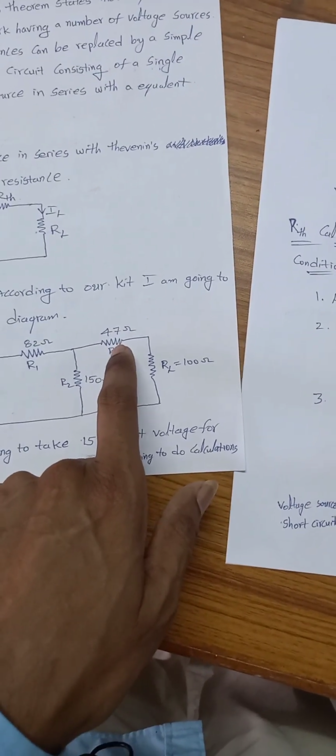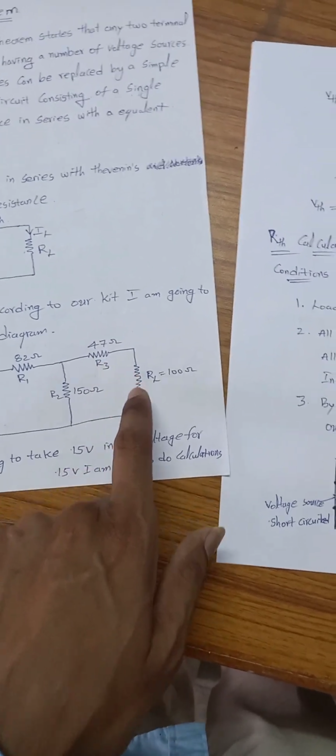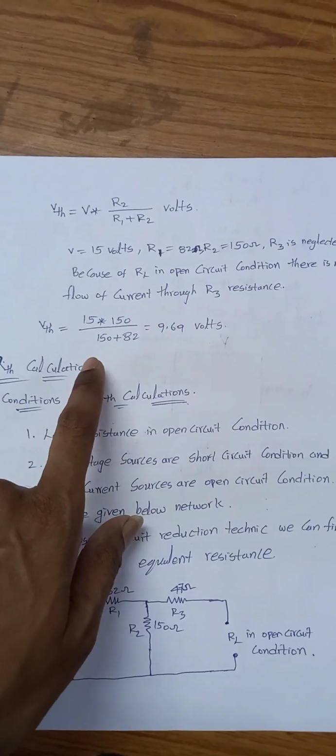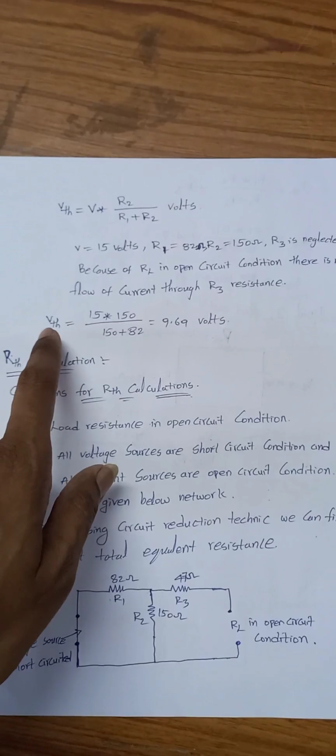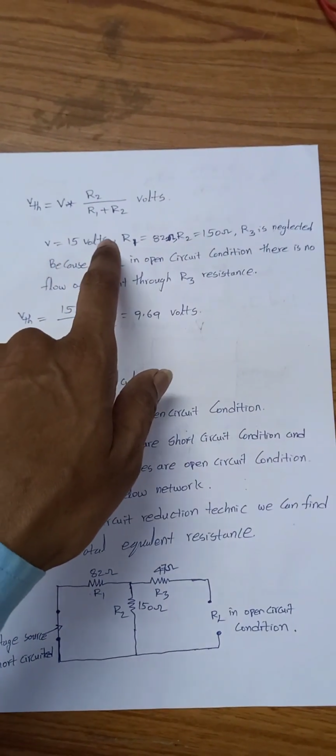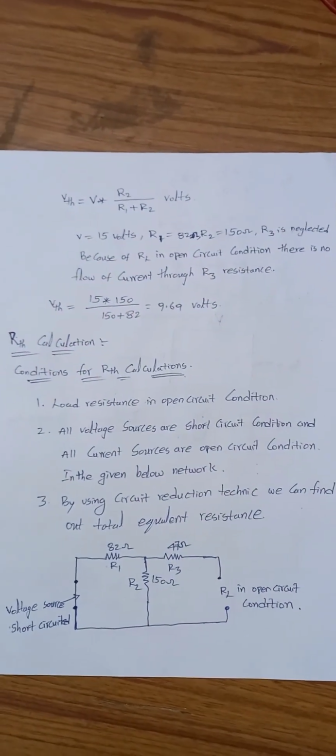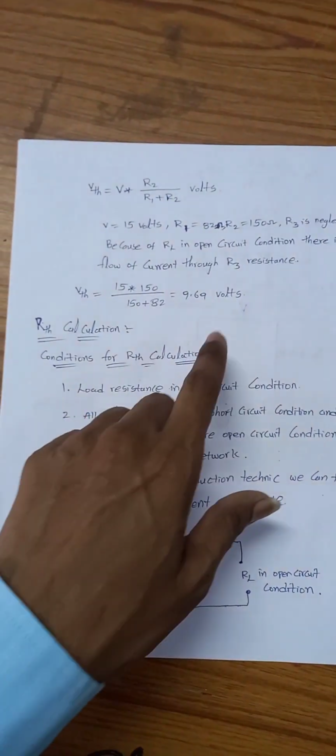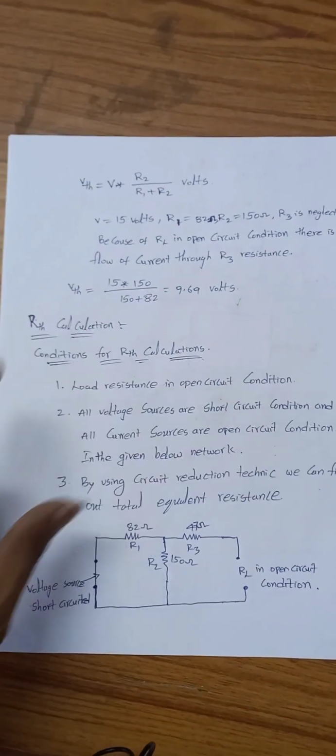Okay, so this 47 ohm resistance will not be considered because of the open circuit condition. So here R2 is 150 and R1 is 82. So we can substitute here. Already we have taken voltage source V equal to 15 volts. So V Thevenin equal to 15 volts into 150 by 150 ohms plus 82 ohms. So that is equal to, we can get 9.69 volts. That is the Thevenin voltage.